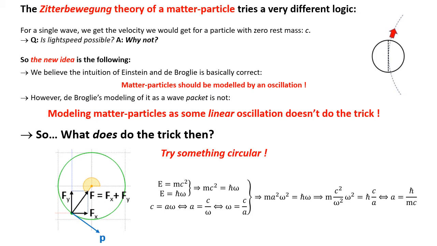A is c divided by the frequency. So frequency, and then we move stuff to the other side, and we get, I would say what we want to get, but no, we just get what we get at Compton radius. H is H divided by MC.